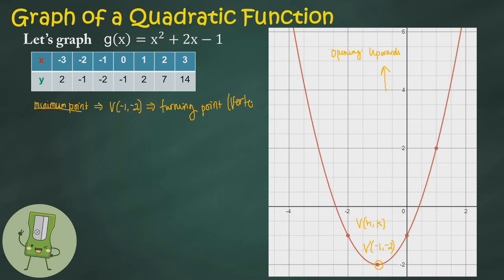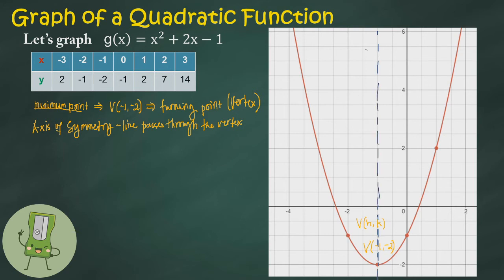Okay? So aside from our vertex, we also have what we call our axis of symmetry. So our axis of symmetry is the line that passes through our vertex. Okay, so saan ba yung line na yun? Let me just clean this up. So the axis of symmetry is this line right here. Is the line that passes through our vertex point. Okay, so I will just do a broken line. So this is now our axis of symmetry.